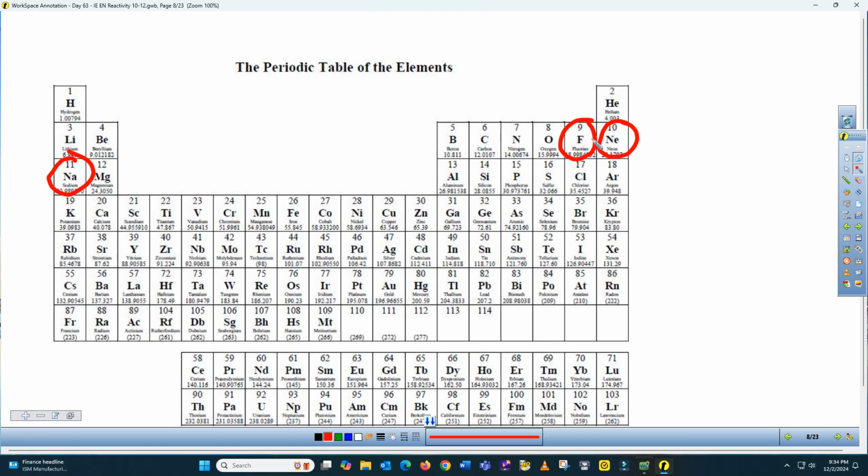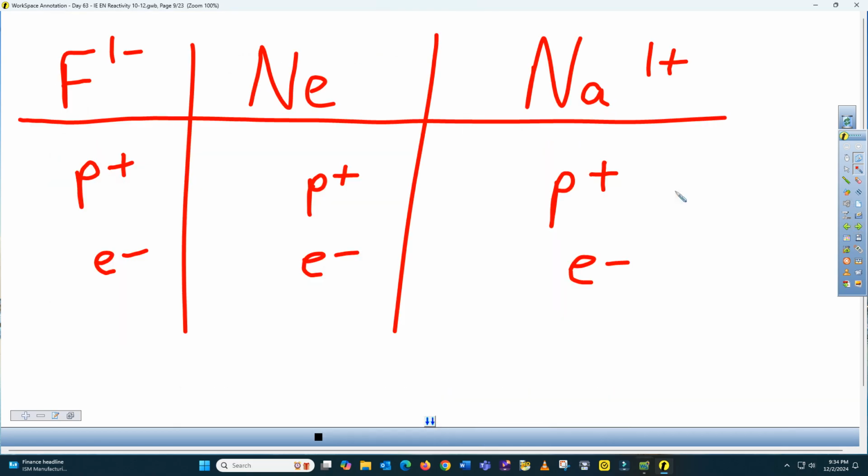And so here is where they're found on the periodic table. So you have fluorine, -1, neon, and then sodium +1. So when I have a question like this, I can make a little T-chart, double T-chart, and compare the proton number to the electron number. All right, so this is where I'm going to write in 9. So fluorine has 9 protons. Neon, element 10, has 10 protons. Sorry, once again, I'm doing this with my mouse. And sodium has 11 protons.